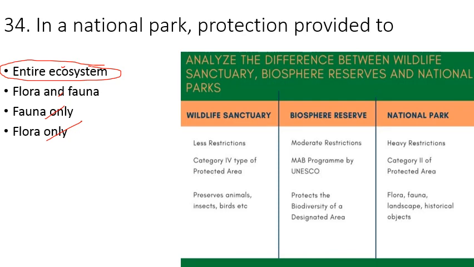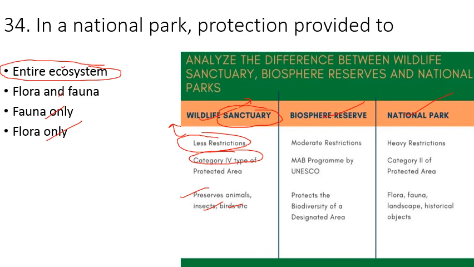We have different protected areas, like wildlife sanctuary, biosphere reserve and national park, and they have some differences. Wildlife sanctuaries are protected areas specifically meant for the conservation of certain animals. Here there are fewer restrictions, so human activities are allowed to some extent, like taking our domestic animals for grazing there, and we can collect timber. It falls under category 4 types of protected areas, and it is specifically meant for preservation of animals, insects or birds.